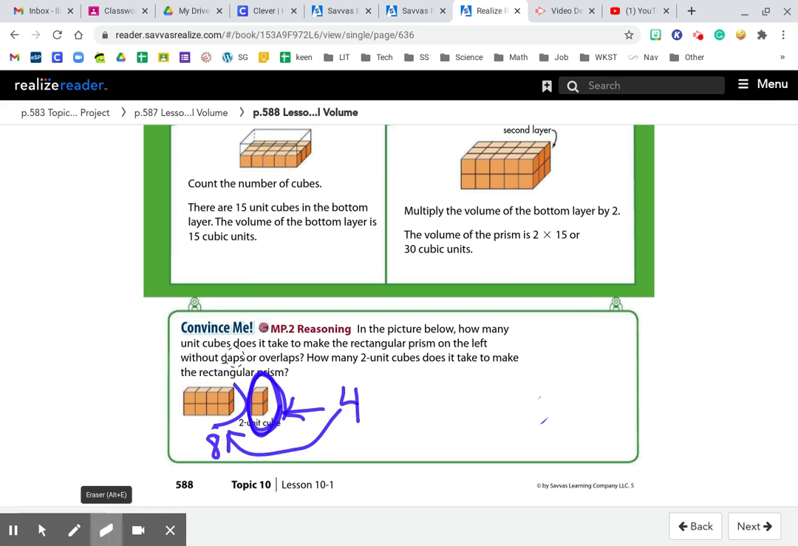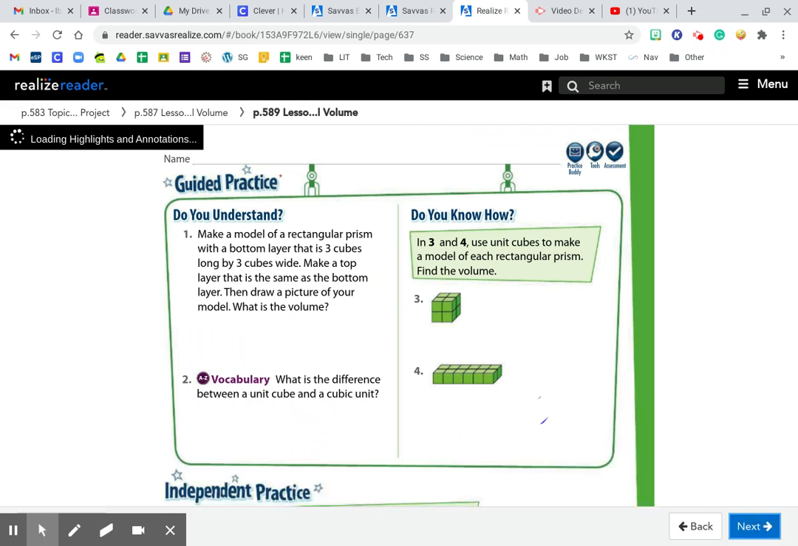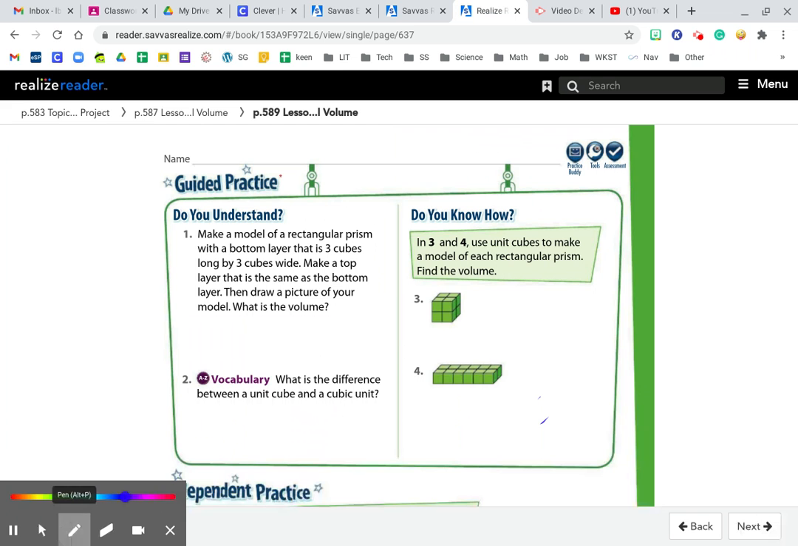And all my Lego people out there and anybody who plays some of those games where you're building, this is going to be an easy unit for you guys. Make a model of a rectangular prism with the bottom layer 3 cubes long by 3 cubes wide. Make a top layer that's the same as the bottom layer. Then draw a picture and find the volume.